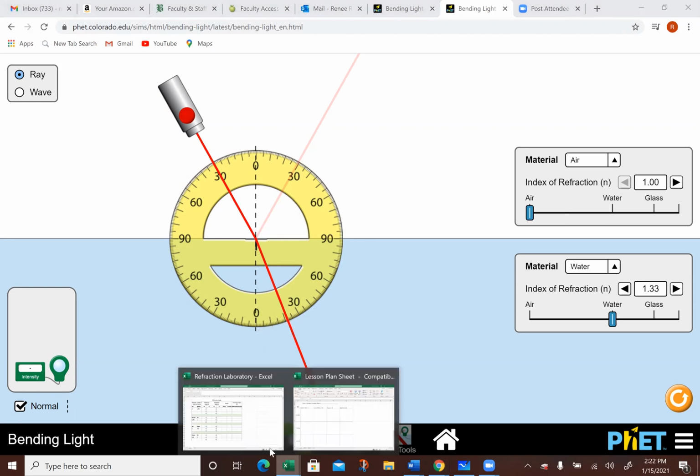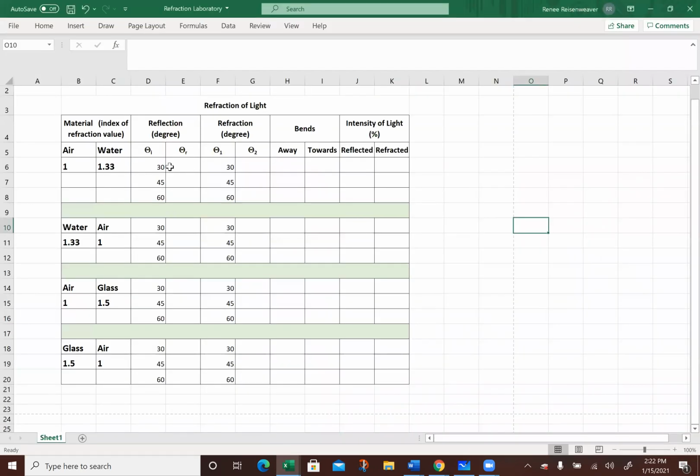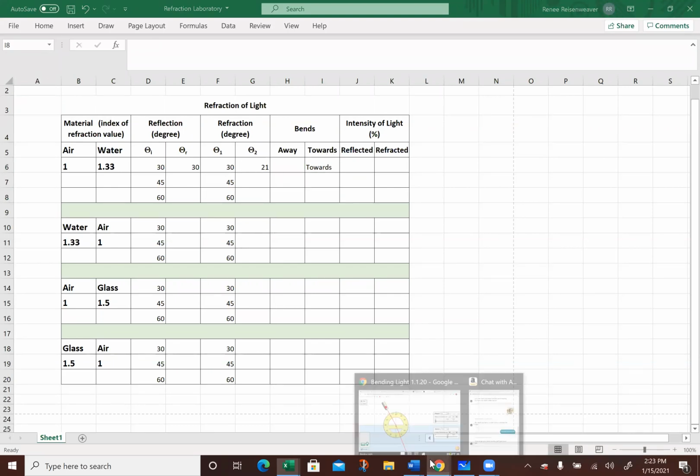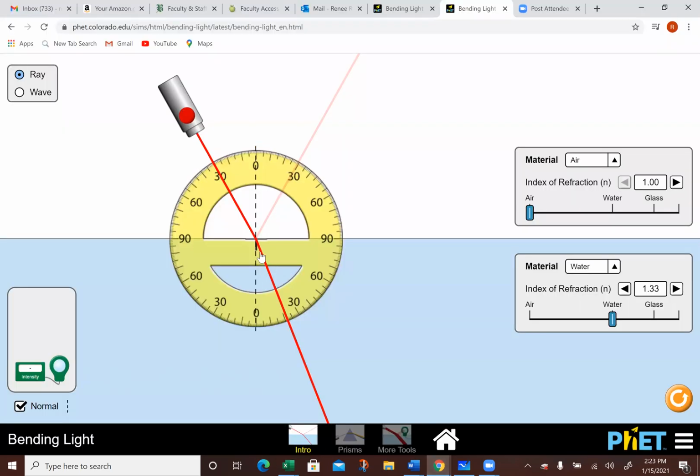So I'm going to bounce back to here, and I'm going to say, okay, when my incoming angle is 30, my reflected angle is also 30, and my refracted angle is 21. Since this angle got smaller, it went towards the normal. So that means my angle got smaller and it's swinging towards the normal. Again, to show you that, it would have come out here at 30, but it went this way, towards the normal.